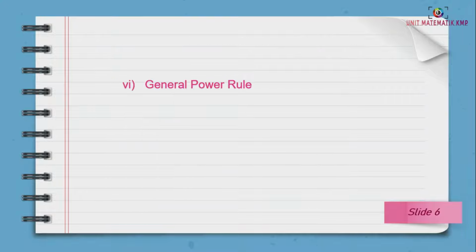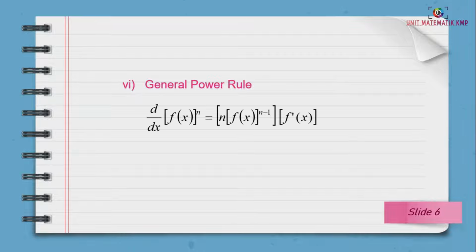Therefore, for general power rule, differentiate [f(x)] to the power of n with respect to x is equal to n times [f(x)] to the power of n minus 1 times f prime x.